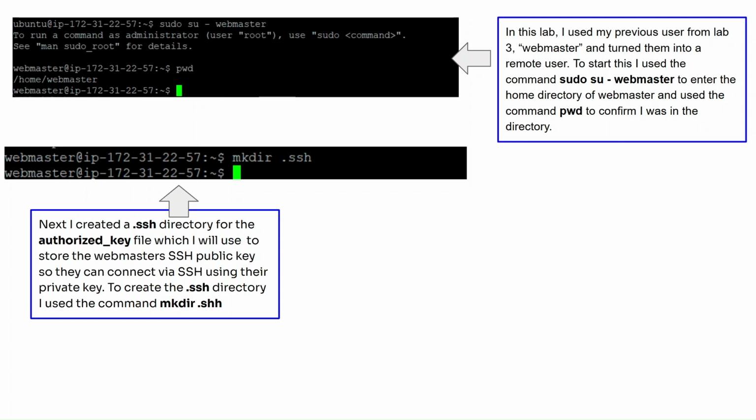Next, I created a directory for the authorized key file, which I'll use to store the Webmaster's SSH public key, so that they can connect via SSH using their private key. To create the directory, I use the command mkdir .ssh.